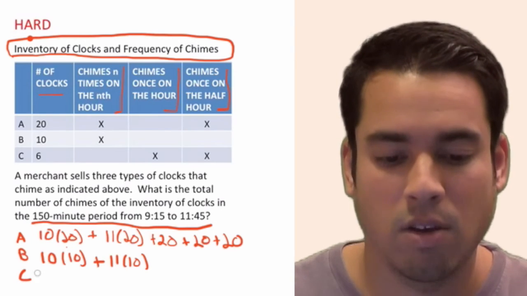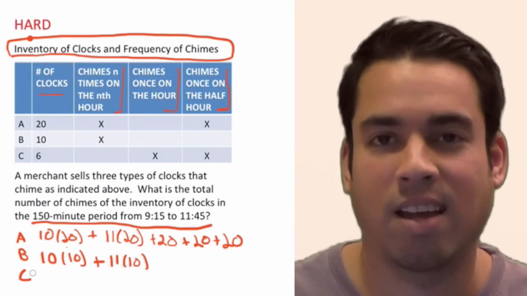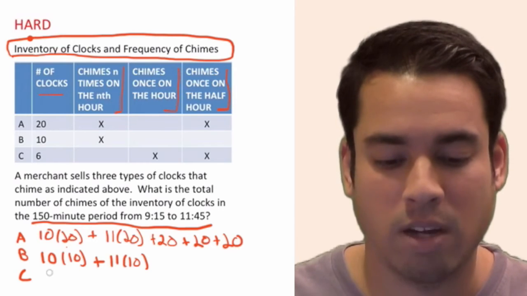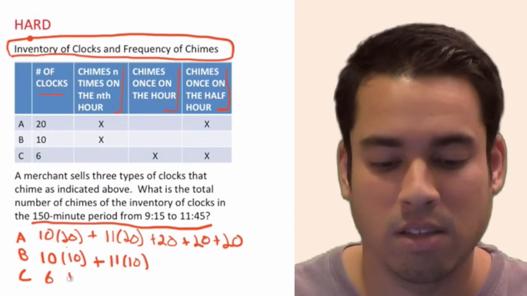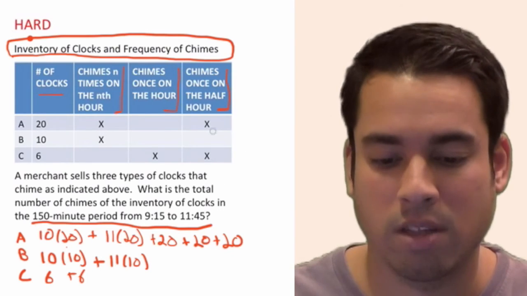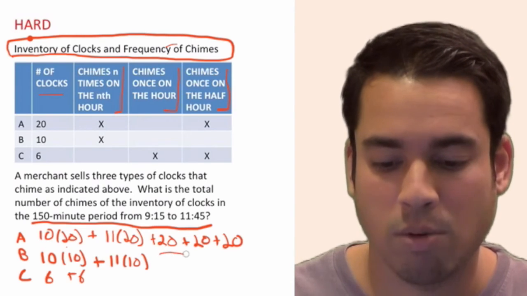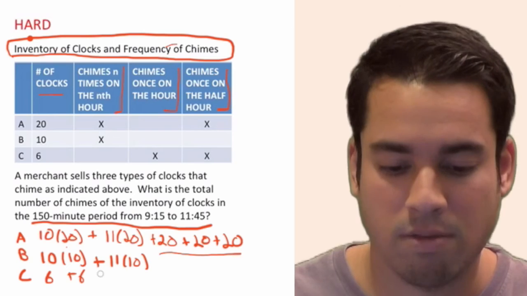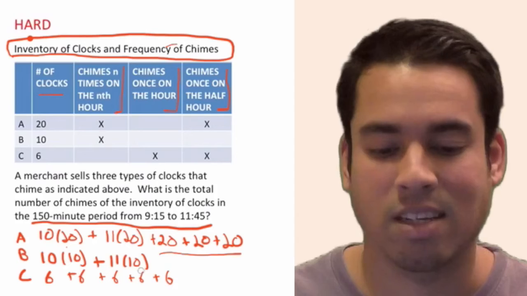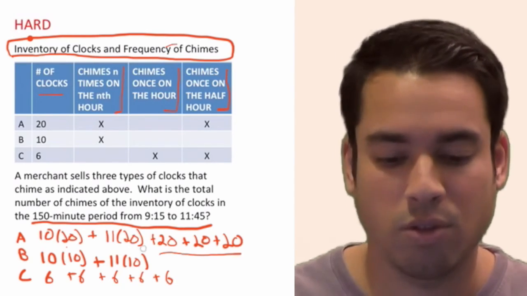For C, we have only 6 clocks, and we have chimes once on the hour. Again, remember we have 10 and 11, but these are only going to chime one time. So we're going to have a total of 6 chimes at 10, 6 chimes at 11, and then what's this last one? They also chime once in the half hour. How many half hours do we have? We figured that out up here in A, where we have 20, 20, 20. So here we're going to have plus 6, plus 6, plus 6, because that's for 9:30, 10:30, and 11:30. Now all we have to do is add these up.